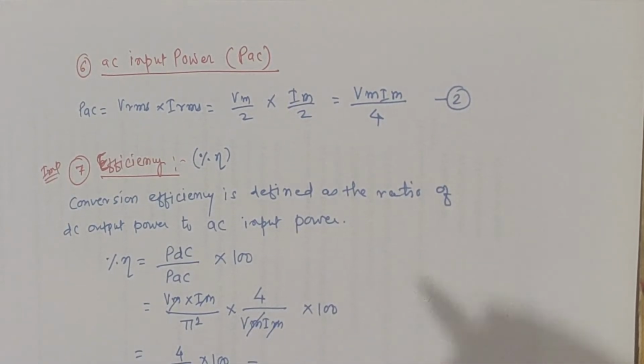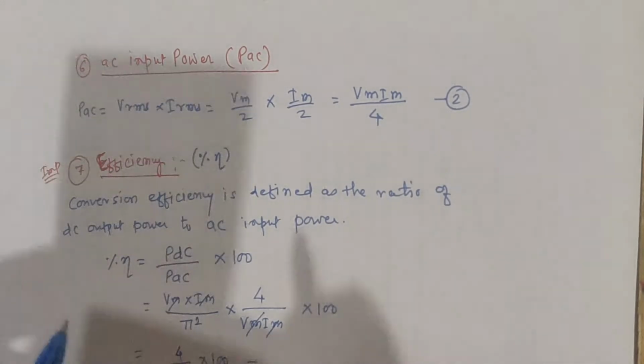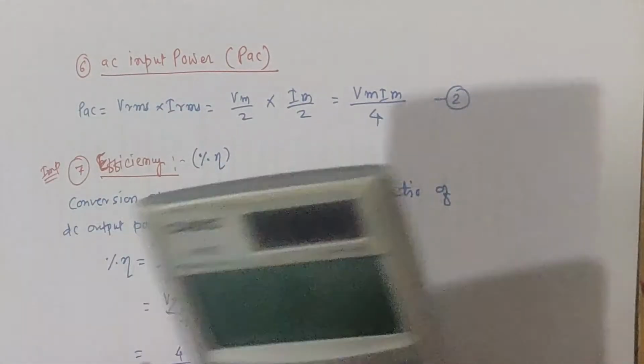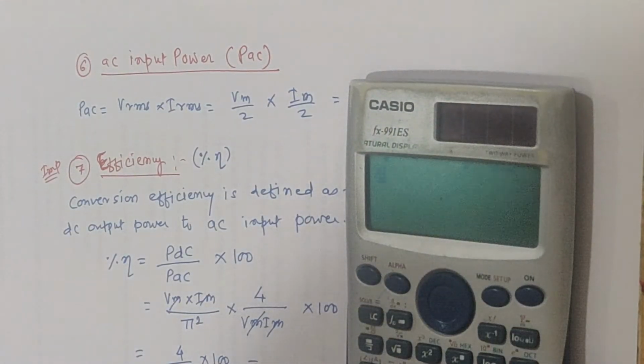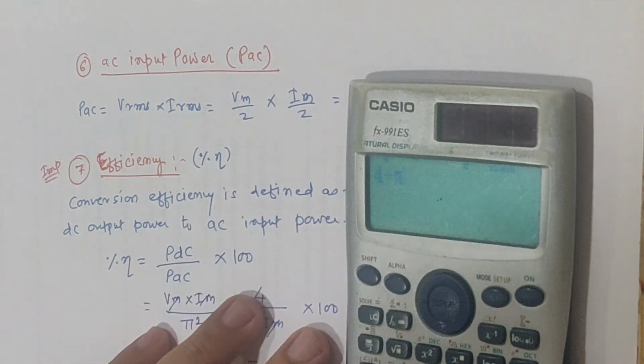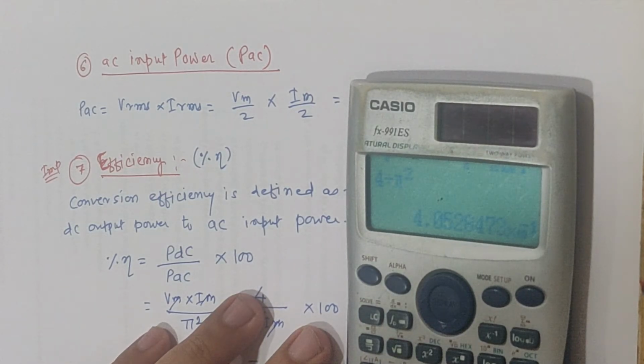Let's calculate what is 4 by pi square. So by calculator I am going to calculate this value and then we will be writing it. So let us have the calculator. Okay, I will put 4 divided by, so shift this, pi square. Okay, and then answer multiplied by 100.